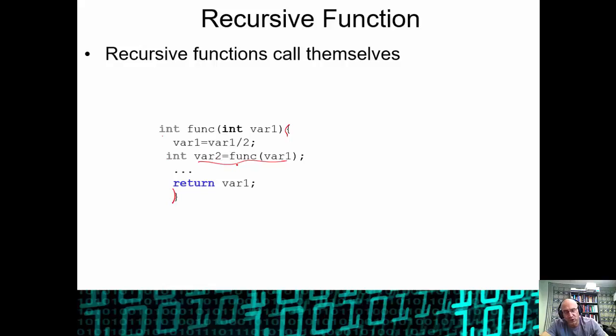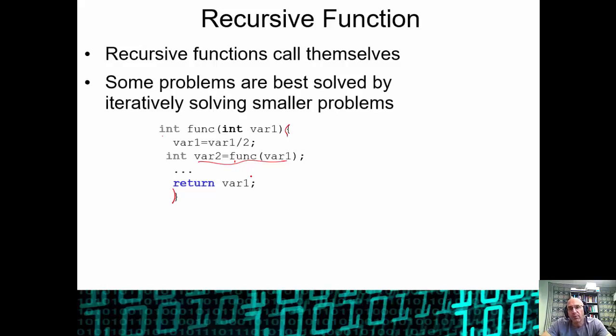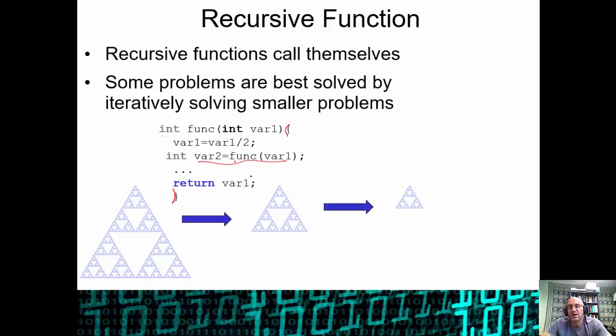And so what it's going to do is it's going to pause at this point, create a new copy of itself, and go ahead and operate again. And there are some problems that are best solved by just breaking this into smaller ones, because you're repetitively doing the same thing. And the Merkle tree is exactly one of those. And so is any type of fractal picture you can imagine.